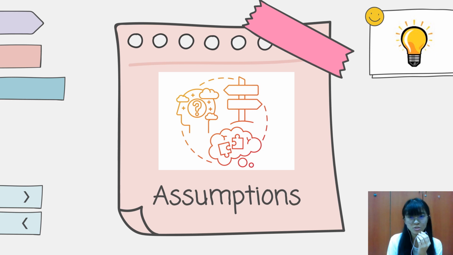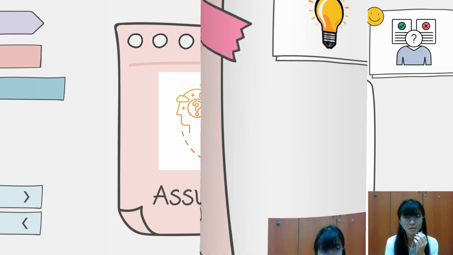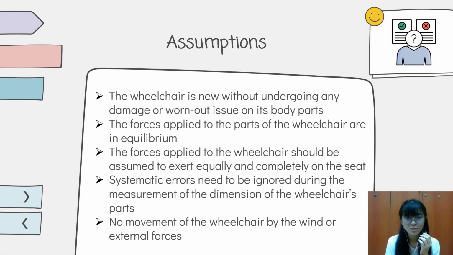There are 5 assumptions for our project. The first assumption is that the wheelchair is new, without any damage or worn-out issues on its body parts. Next, the forces applied to the parts of the wheelchair are in equilibrium. Moreover, the forces applied to the wheelchair are assumed to act equally and completely on the seat. Furthermore, systematic errors need to be ignored during the measurements of the dimensions of the wheelchair's parts. Lastly, there is no movement of the wheelchair by the wind or external forces.